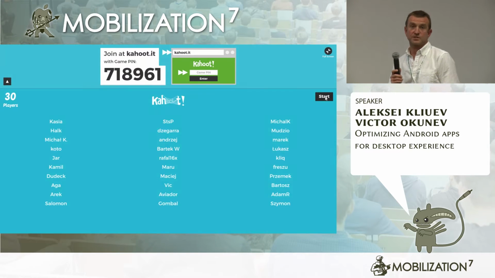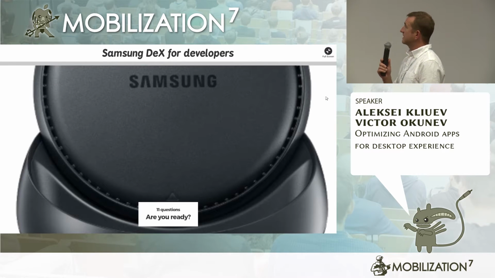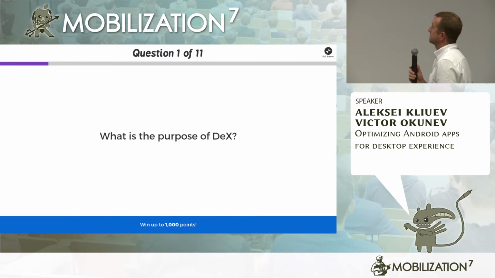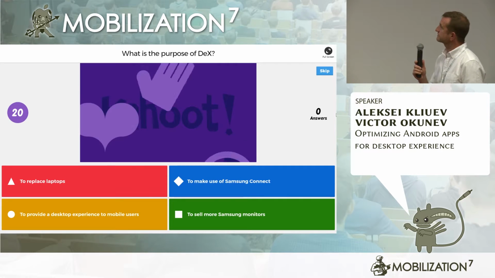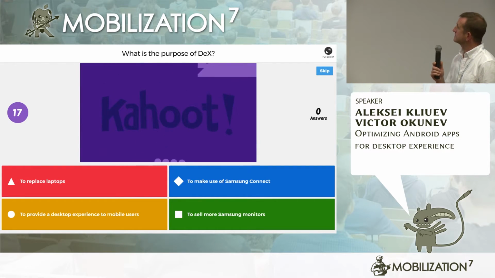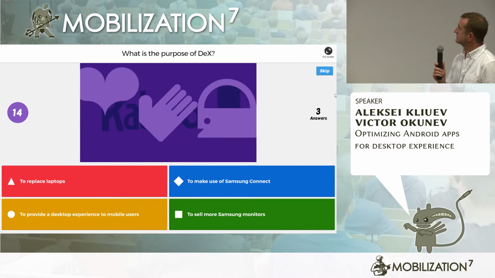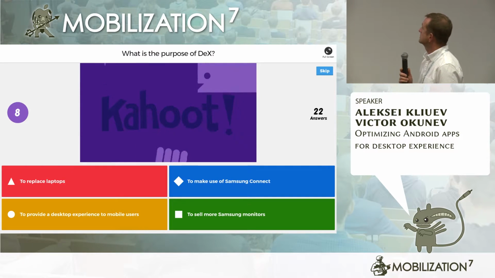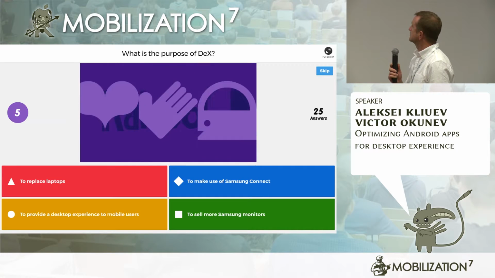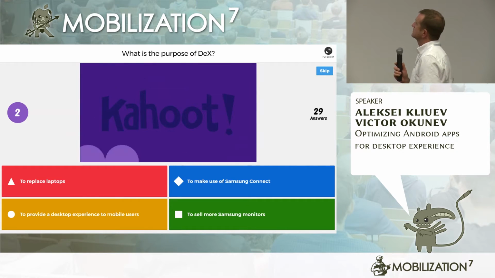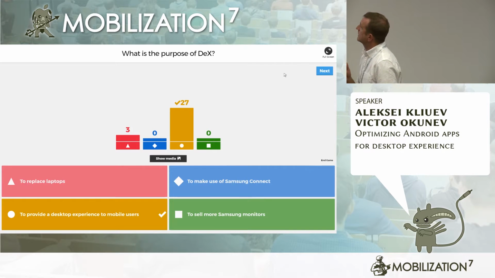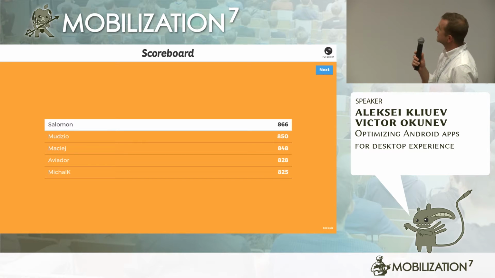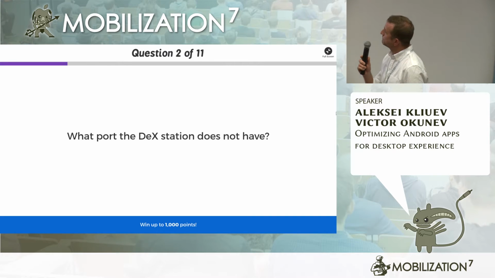Okay, so you have 11 questions to answer. Basically, what counts is the accuracy of the answer as well as the speed. So that's your first question. Okay, so those who picked the brown one got it right. And currently we have Salmon at the top.